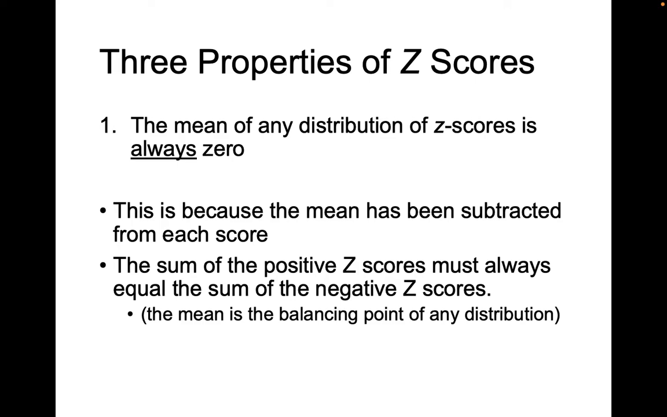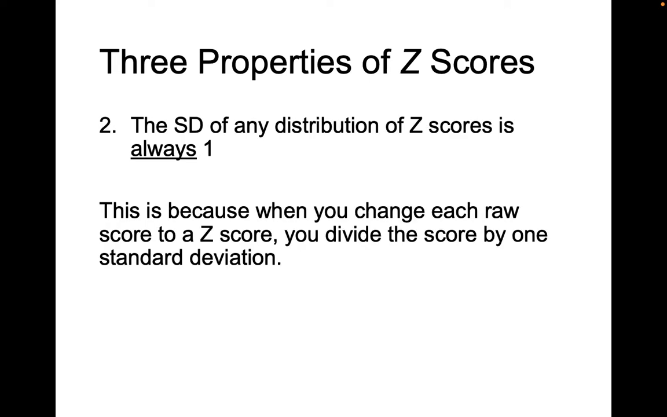In other words, or another way to say this, is that in any distribution, the sum of the positive z-scores must always equal the sum of the negative z-scores. Thus, when you add them all up, you get 0. This just reflects the mean being the balancing point for any distribution.